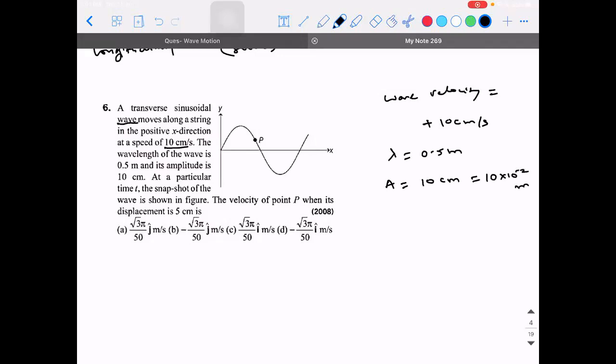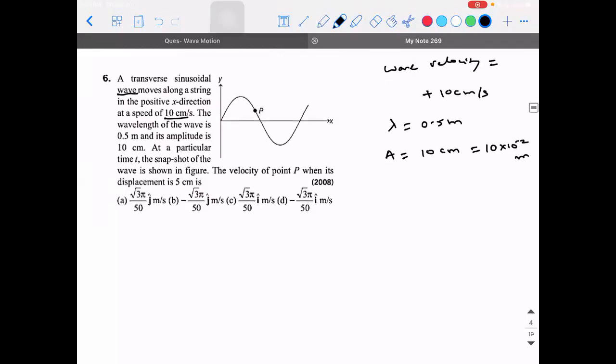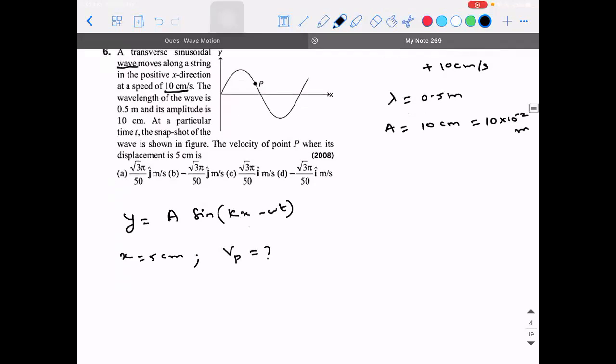At a particular time, the snapshot is shown. The velocity of the particle when the displacement is 5 centimeter. So what is going to be the equation? y is equal to a sine of kx minus omega t. Sir, so dy by dt. Yes. So the velocity of the point P when its displacement is 5 centimeter. So when x is equal to 5 centimeter, what is going to be the velocity of the particle? Sir, that's what they're asking. Minus omega by k into dou y by dou x. Sir, how do we know to take the phase difference as zero? Because it's starting here. It's a sine wave.